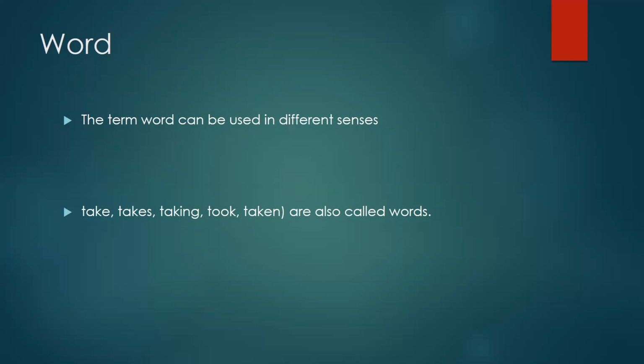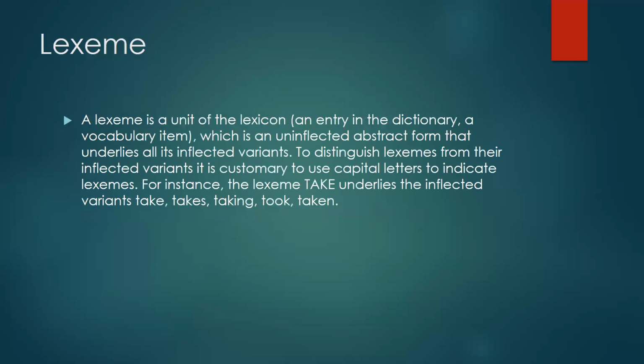In some words, there are rules that we apply in order to change them in different ways. This is because of the variety of the language and the words that are used and worked into sentences. So to avoid confusion, we are going to talk about the following terms. We have, for example, lexeme. A lexeme is a unit of lexicon, an entry in the dictionary, a vocabulary item, which is an abstract form that underlies all its inflecting variants.